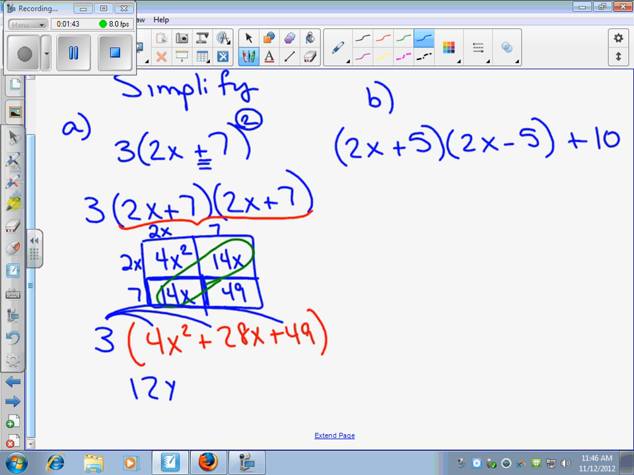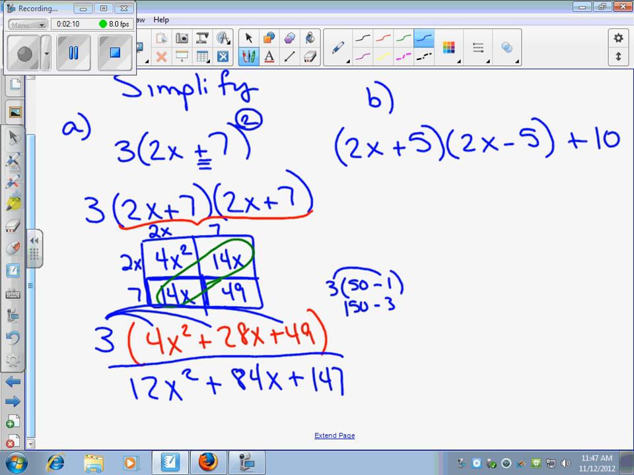So 12x squared plus 3 times 28. And one thing I do is I'll just do 3 times 30, which is 90, and then subtract off 6. And then 3 times 49. In my head, I'm thinking 3 times 50 is 150 minus 3 is 147. That's how I kind of figured that out in my head, so I don't have to use a calculator. Anyway, this is the final answer.